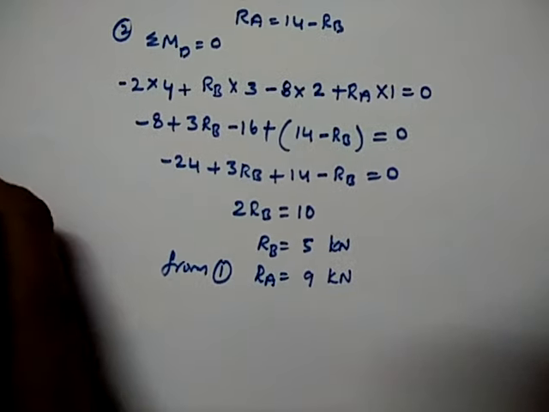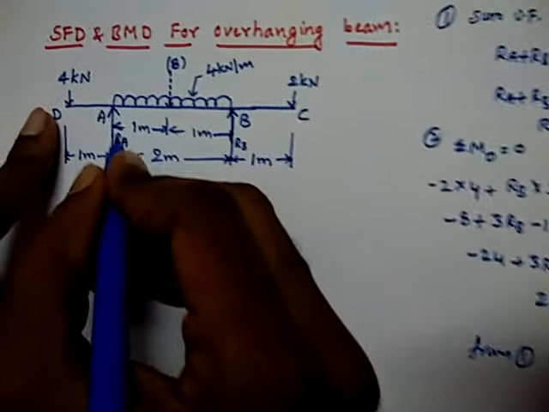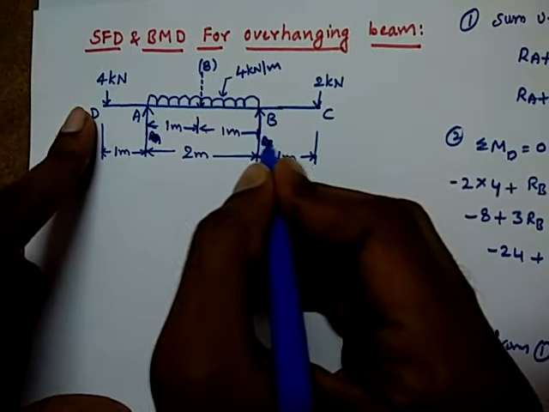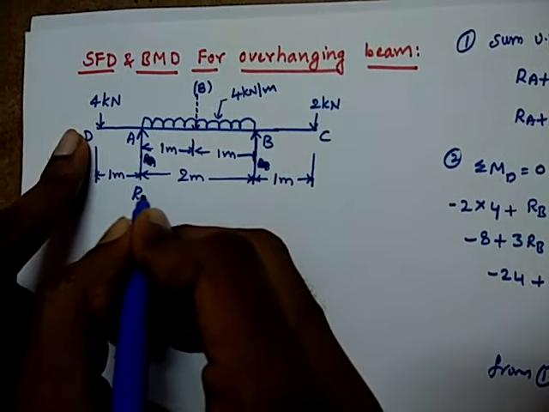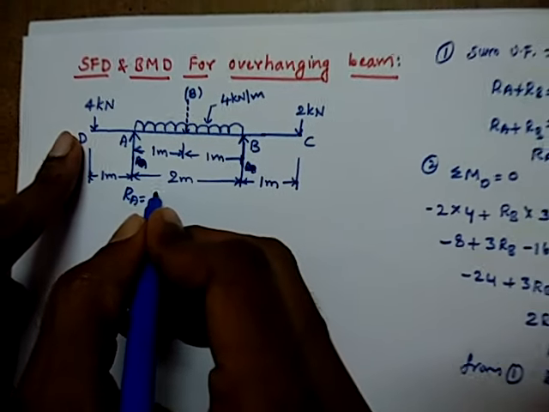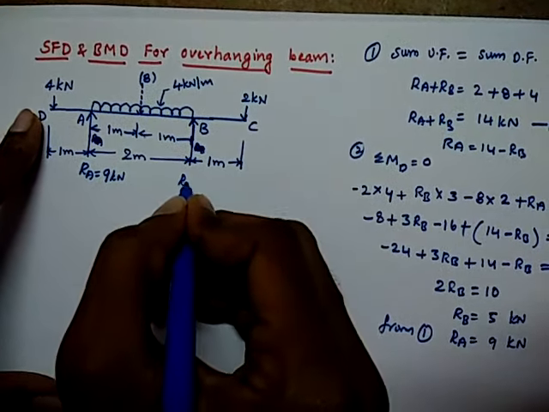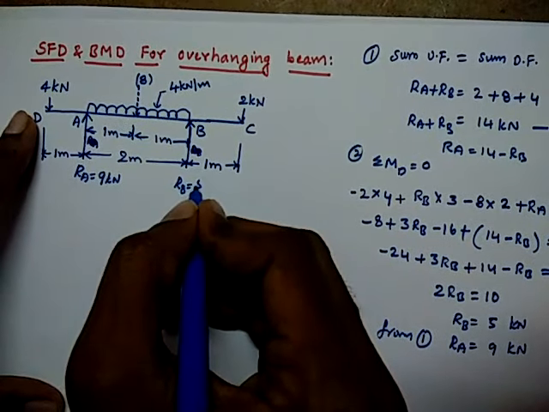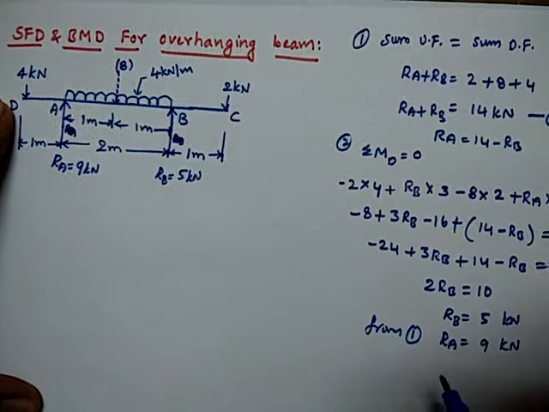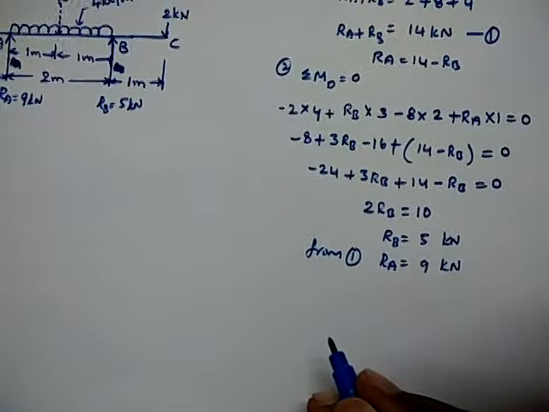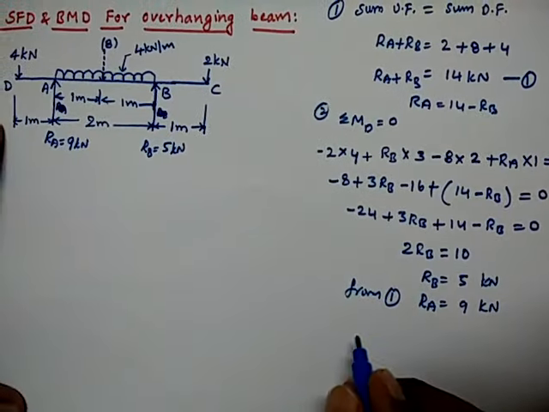So we got the reaction forces RA and RB. Once again I am writing here: RA we got as 9 kilonewtons, and RB we got as 5 kilonewtons. Now let us calculate shear forces at different points to draw the shear force diagram.